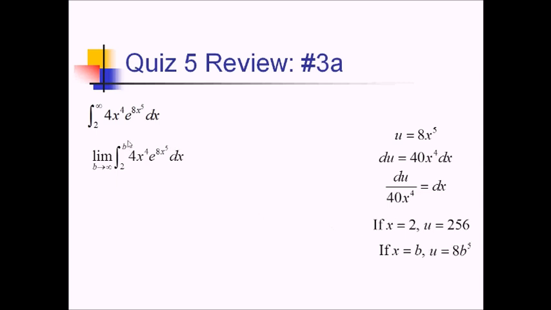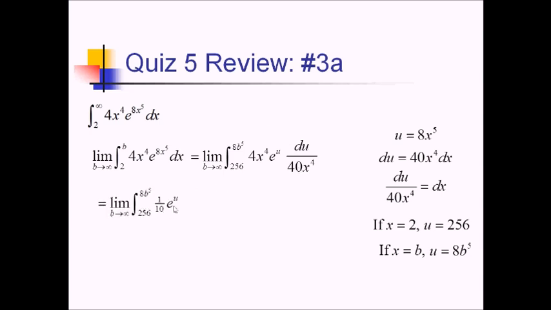Plugging it all in, I've got the limit as b approaches infinity of the integral from, now we've got 256 for the lower limit instead of 2. And instead of b, we have 8b to the 5th. Now we've got in here 4x to the 4th times e to the u, which was kind of the whole point of making this substitution. And we also have a du over 40x to the 4th instead of the dx. Well, these x to the 4ths cancel. 4 over 40 we could reduce to 1/10 if we wanted.